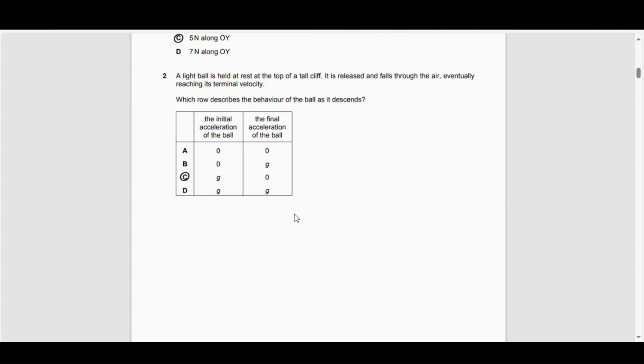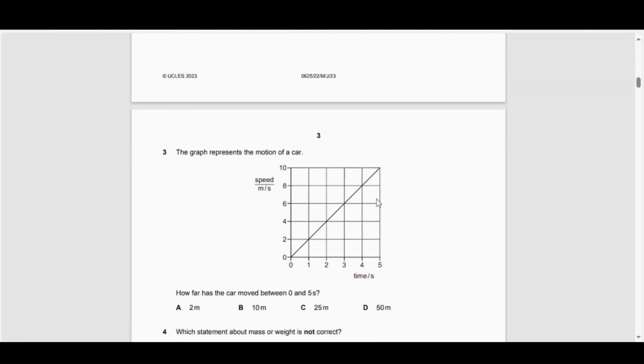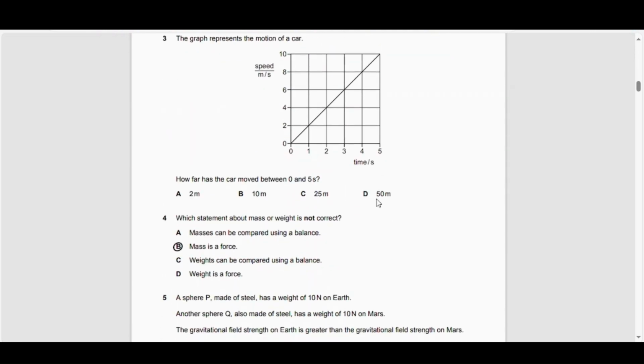And the initial acceleration is going to be g, because it's a ball held at rest at the top of a cliff, and then it's released, and it's falling essentially close to the surface of the Earth. And that means that its initial acceleration will be g, which is the gravitational field strength near the surface of the Earth.